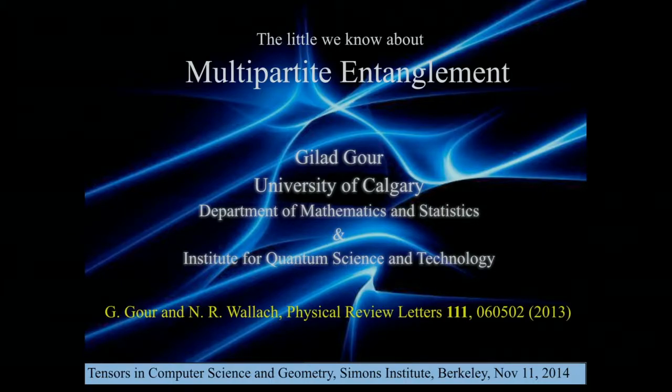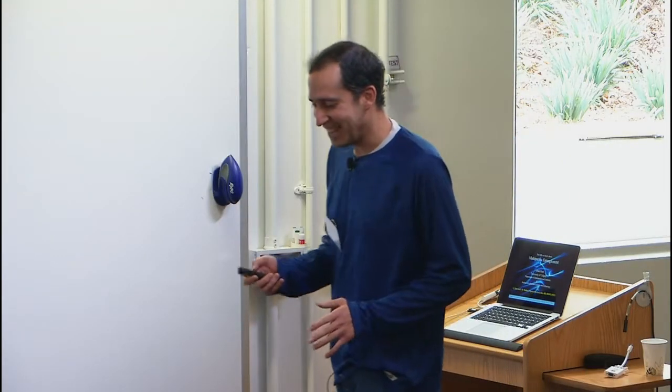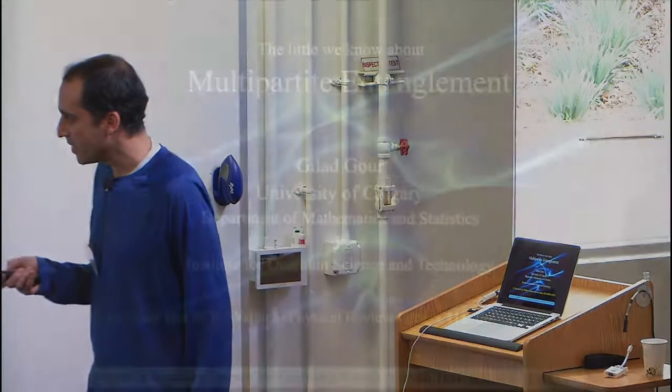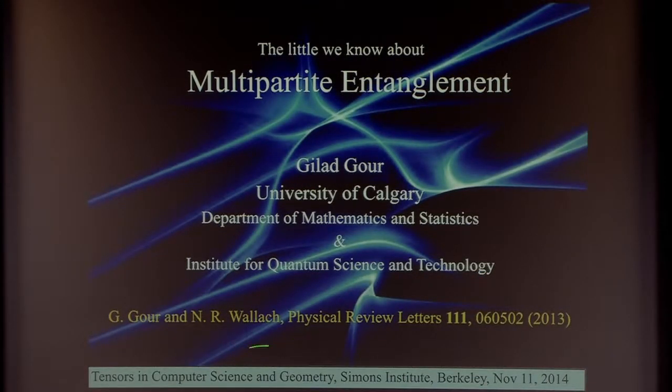So I changed the title of my talk from a complete classification of multipartite entanglement to the little we know about multipartite entanglement. It seems kind of perhaps closer to the truth. My talk is based on a paper that I wrote together with Nolan Wallach from UCSD.